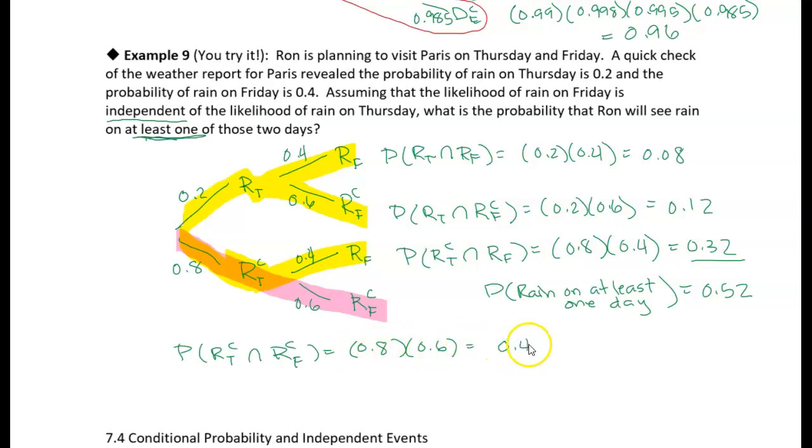So 0.48, right? And now what we want to know is what's the probability of rain on at least one day, right? So I could actually write that this way: rain on Thursday or Friday or both, right? And that would be 1 minus the probability of no rain, which is 0.48. Okay, so again, I get the same thing either way, 0.52, right? And that makes sense because something's got to happen, and all the probabilities of everything that could possibly happen have to add up to 1. All right, so my answer is 0.52.